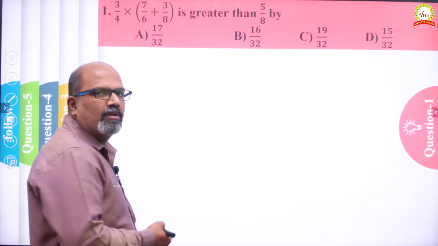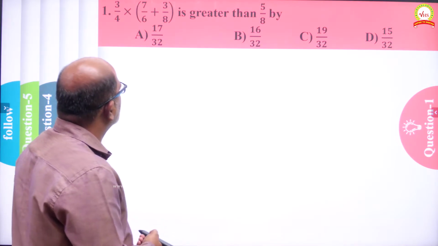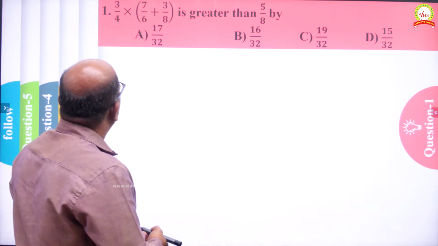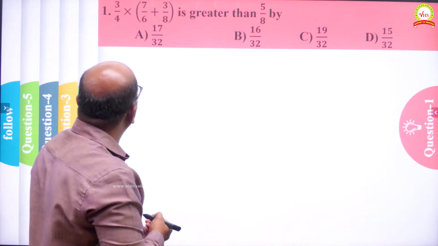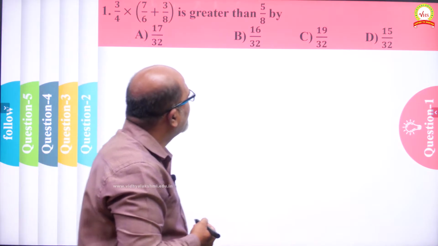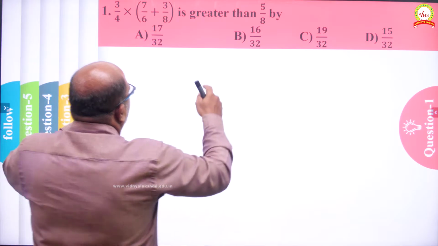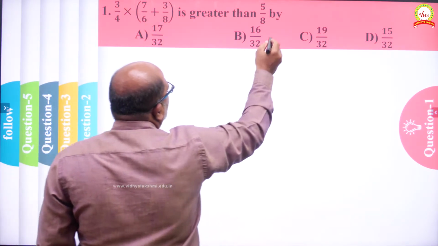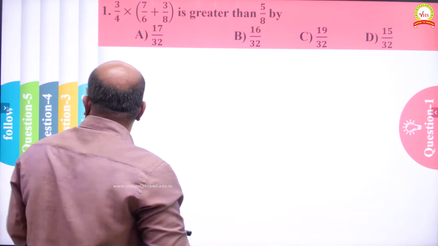The first question you can see over the board: 3 by 4 multiplied by 7 by 6 plus 3 by 8. 7 by 6 plus 3 by 8 is given within the bracket. Okay, so I want to simplify this. Not just simplification, you can see that 3 by 4 multiplied by 7 by 6 plus 3 by 8 is greater than 5 by 8 by how much? It is asked. So we have to compare this 3 by 4 multiplied by 7 by 6 plus 3 by 8 along with this 5 by 8. Okay, here it is a comparison problem.